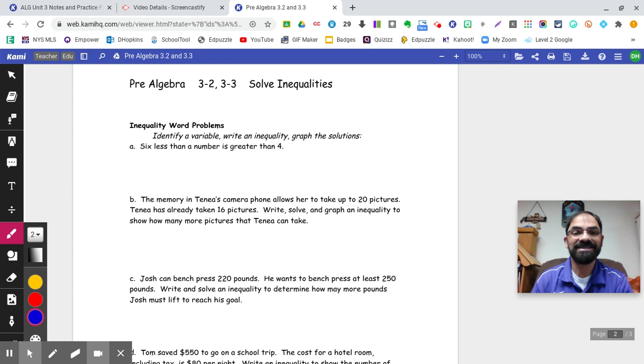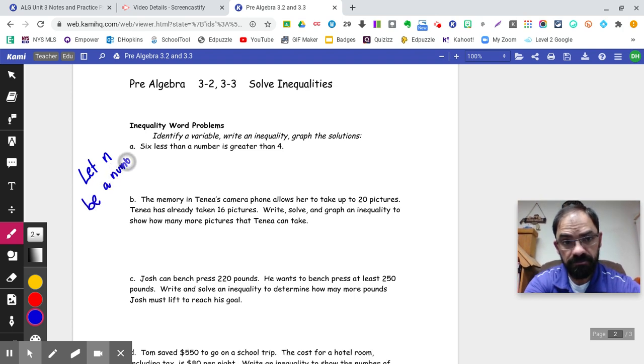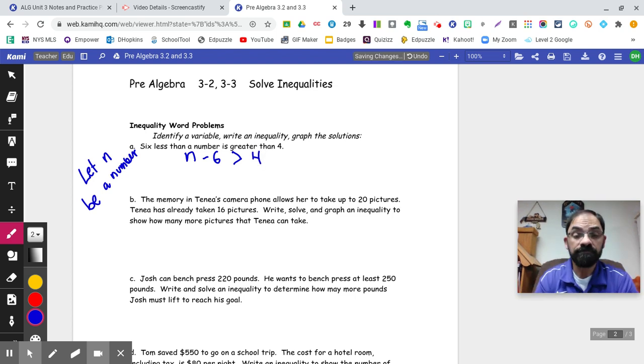Okay, so the first one, 6 less than a number is greater than 4. So first of all, let n be a number. So it says 6 less than a number. Whenever we less a number, we need to subtract that number. So we're going to say n minus 6 is greater than 4. So make sure you have n minus 6. If you have it the other way, it'll be wrong.